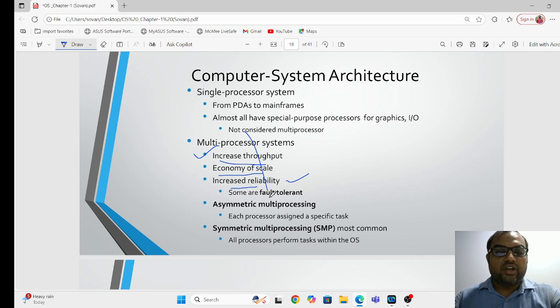And fault tolerance, that is, no error or fault will go unhandled. So that's why it increases reliability. If an error occurs, the operating system will resolve this. Then there are asymmetric multiprocessor systems, where each processor is assigned a specific task, and symmetric, where all processors perform the tasks within the operating system.